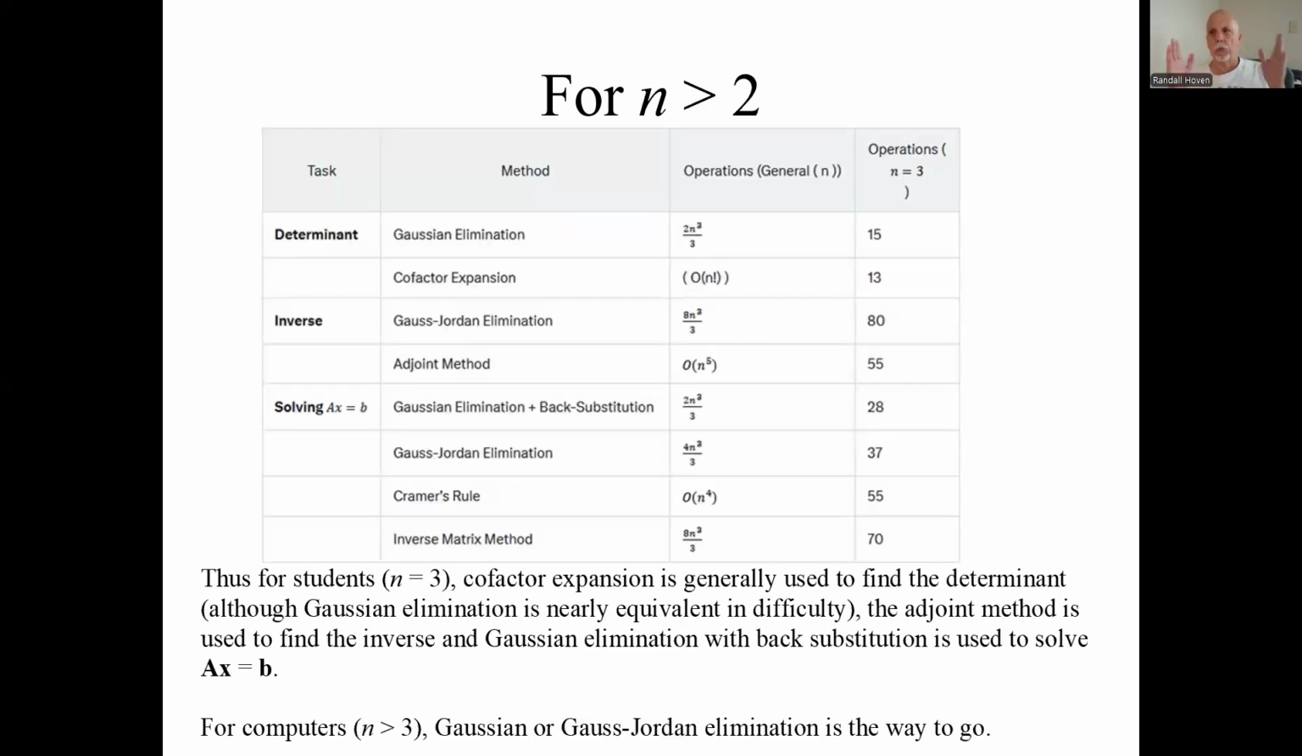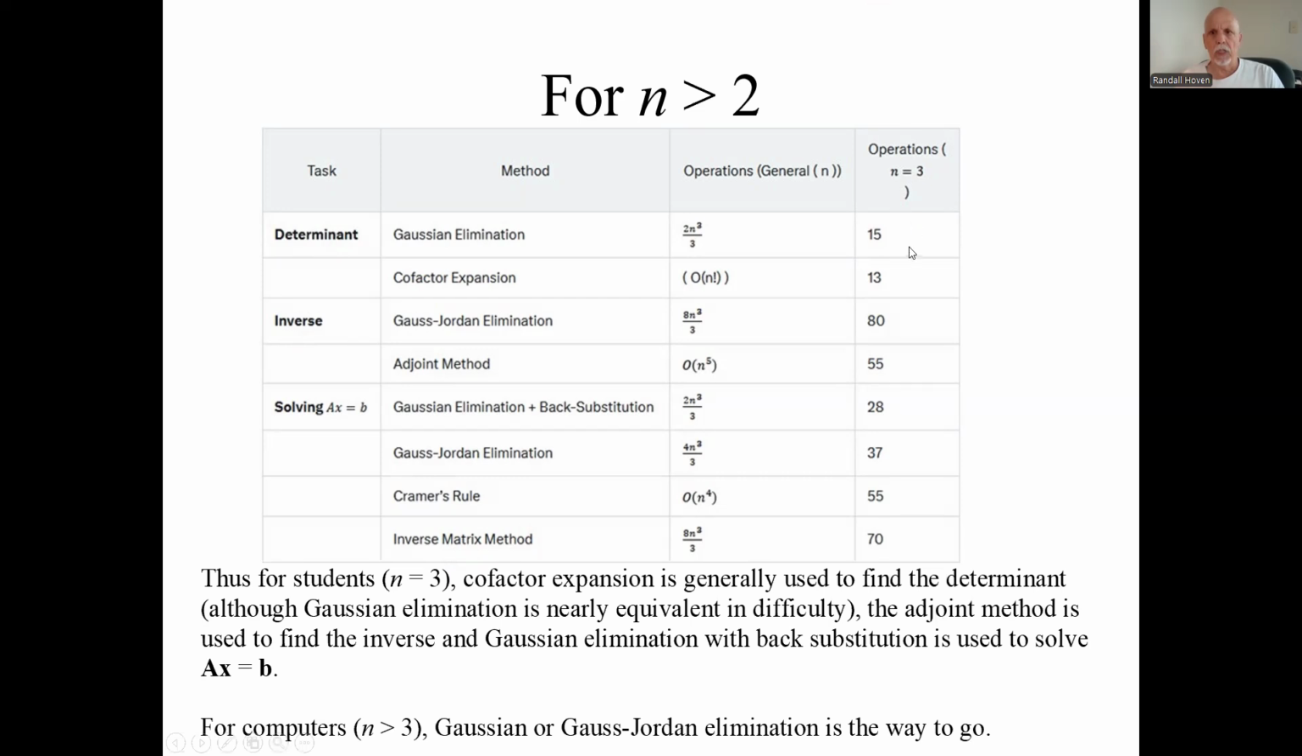What about n equals 3 and bigger? Well, here's how many operations in general. Here's how many operations for 3 by 3. Remember, determinants and inverse only work on square matrices, and Cramer's rule only works on square matrices, as well as this guy. So most of what we're talking about is square matrices.